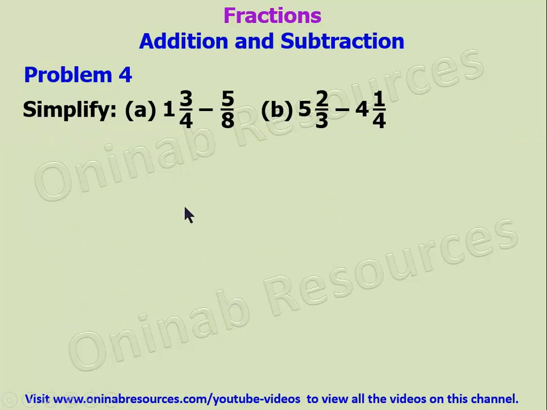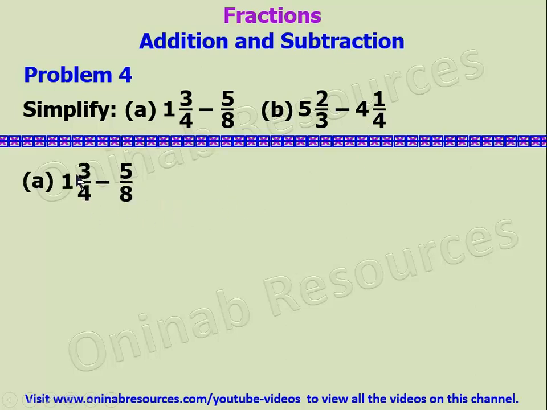For problem 4, we have A, 1 whole number 3 over 4 minus 5 over 8. B, 5 whole number 2 over 3 minus 4 whole number 1 over 4. So I start from problem 4A, and here we are going to change these mixed fractions to improper fractions. So 1 times 4 gives 4, 4 plus 3 gives 7. So I will have 7 over 4, then minus 5 over 8.